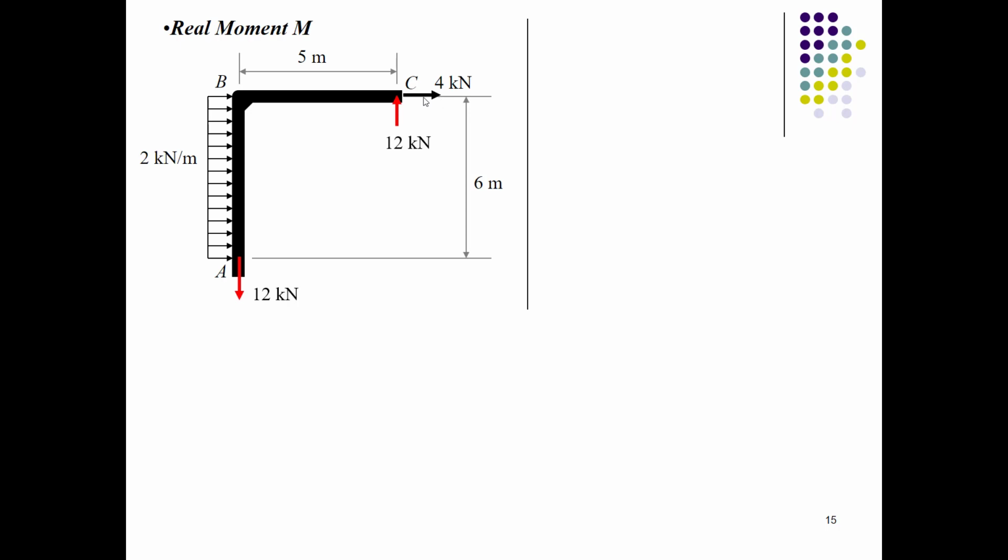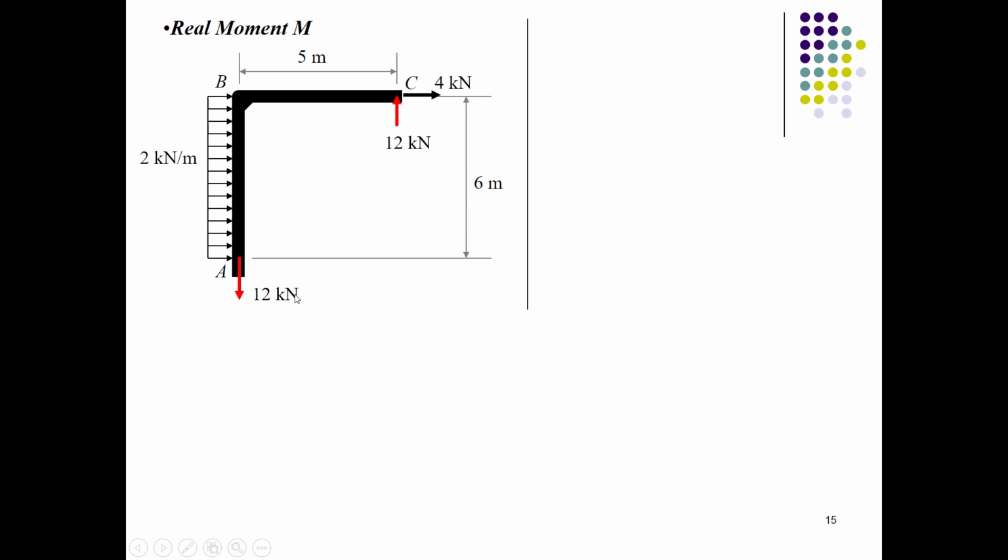For example, you have a 4 kilonewton force over here going in clockwise direction, and you have a 2 kilonewton per meter force, which is applied in the form of UDL at this span. So you will calculate the moment due to these forces. The applied forces would cause a clockwise moment, so the resistive moment must be anti-clockwise.